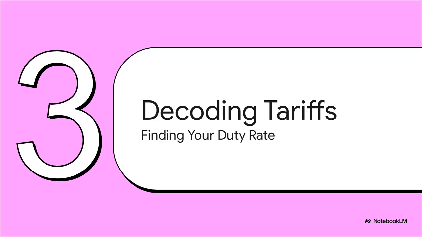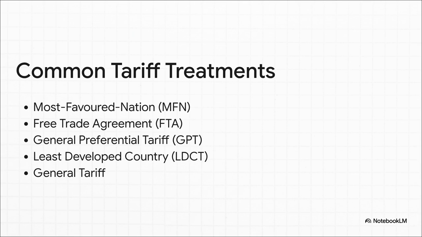Okay, so now that we have our product's ID, that's the HS code, and its origin, we can finally start to read the tariff map. This is where we figure out what duty rate we're actually going to have to pay. Right, so in Canada, your goods could fall under a few different tariff treatments. The best way to think of these is like different pricing tiers. You've got your standard default rate, but you've also got special discounts and even a pretty hefty penalty rate.